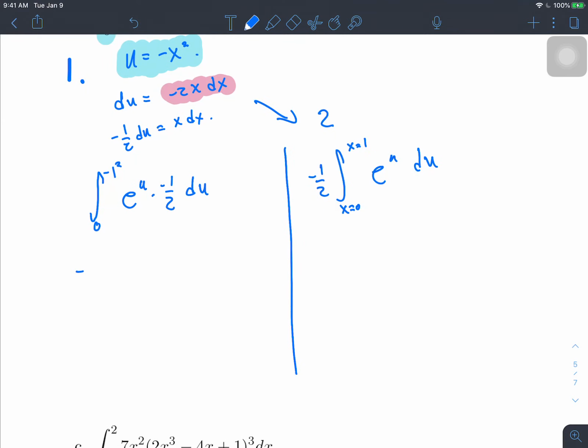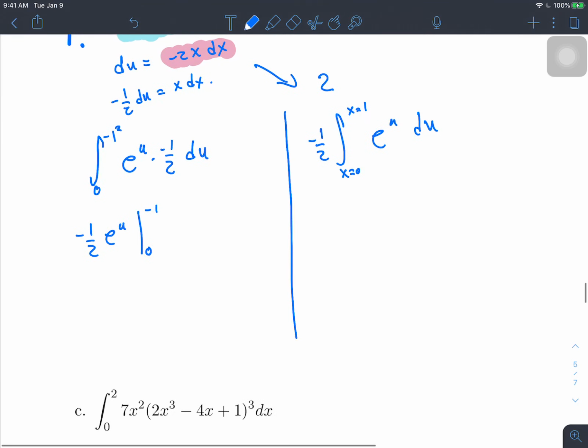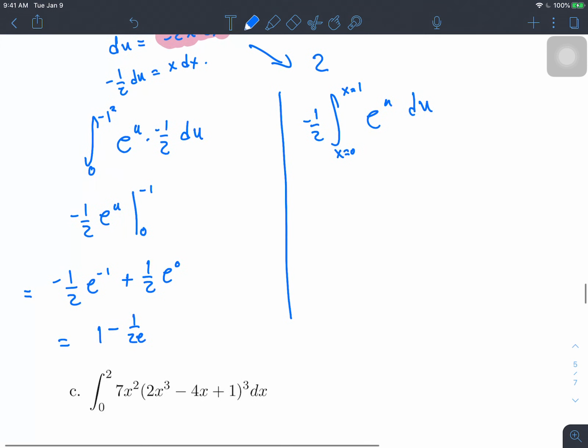We'll have negative 1/2 integral of e to the u is just e to the u, and we're going to evaluate that at 0 and negative 1. When we plug in negative 1, we'll get negative 1/2 e to the negative 1, minus, or plus, 1/2 e to the 0, which is just 1. So 1/2 minus 1 over 2e. So that was the method where we changed the bounds of integration.